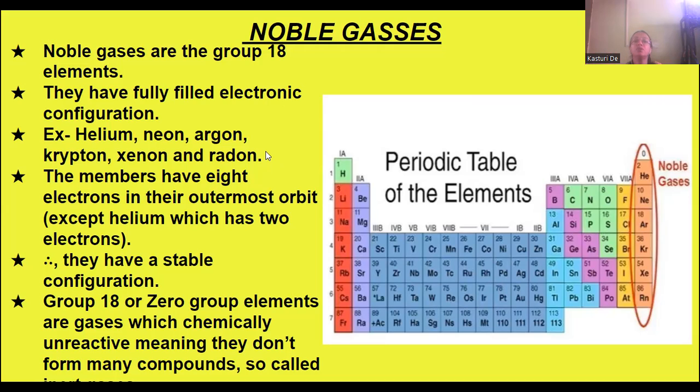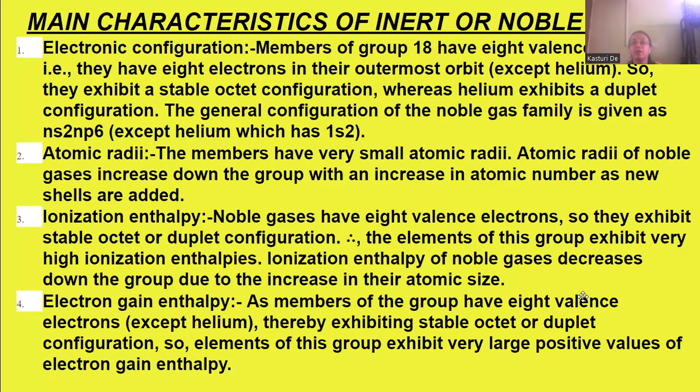Now move on to certain characteristics of these noble gases. Their electronic configuration: members of this group have 8 valence electrons in their outermost orbit, except helium, which has 2. So they exhibit a stable octet configuration, except helium, which exhibits a duplet configuration. The general configuration of the noble gas family is ns2np6, where helium has only 1s2.